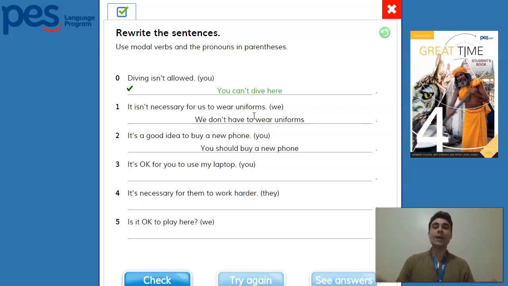Okay, now 3, it's okay for you to use my laptop. You can use my laptop. All right, so remember, it's okay. I'm giving you permission. 4, it's necessary for them to work harder. So here I can say they have to work harder, or even must. Okay? And 5, finally, is it okay to play here? It's a question for permission. So, can we play here?